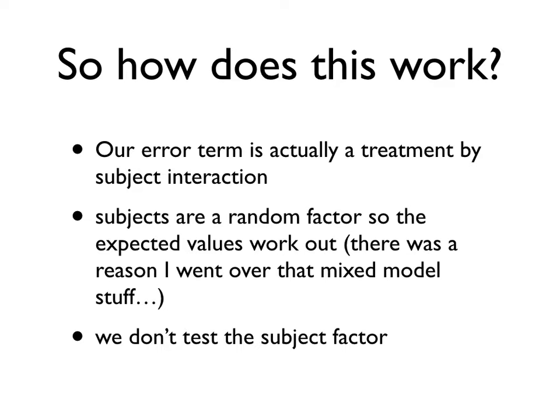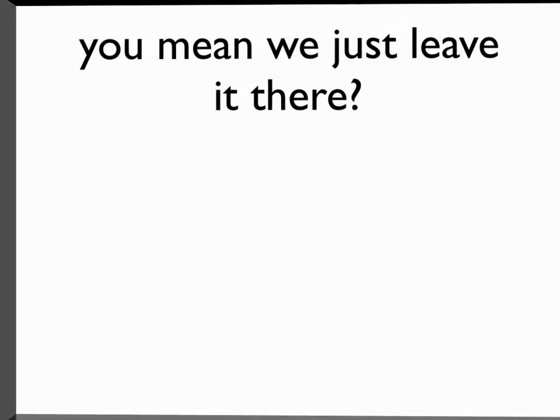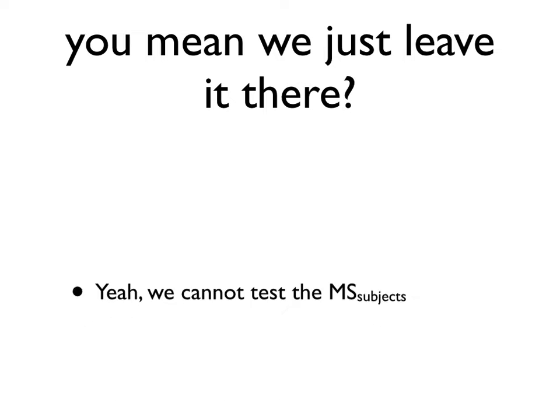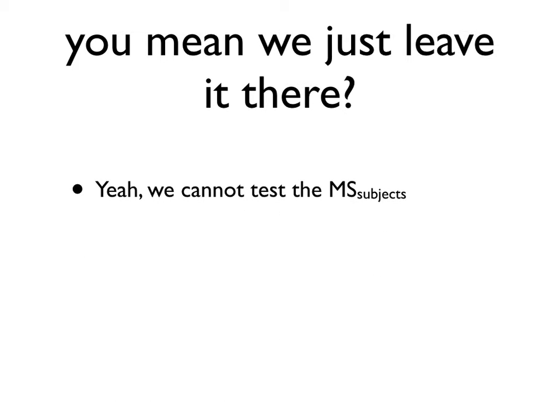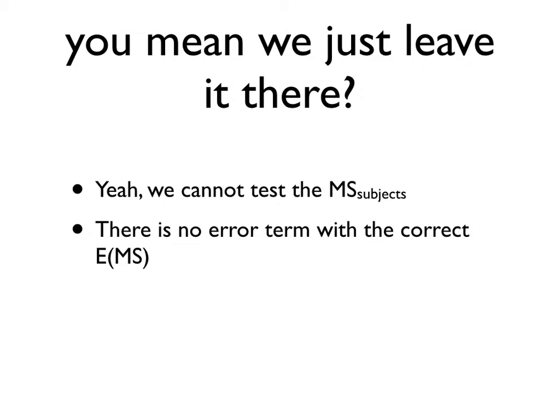So we don't test the subject factor, do we? The expected value for mean squared subjects, or mean squared S, is just pi on its own. You look at it and you go, how do we test that? We can't isolate it. It's just on its own. We can't determine if it's significant or not. It can't be done. So we just leave it there. You can't test mean squared for subjects. There's no error term with the correct expected mean square value. What would that even be? I guess we'd have to divide it by, no, there's nothing there.